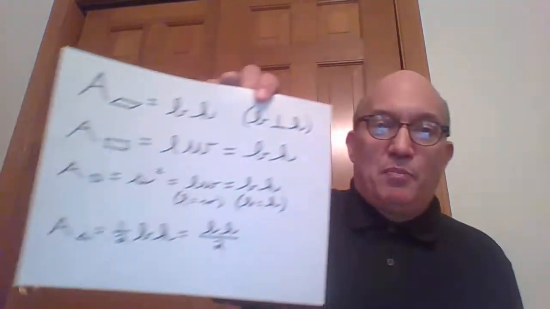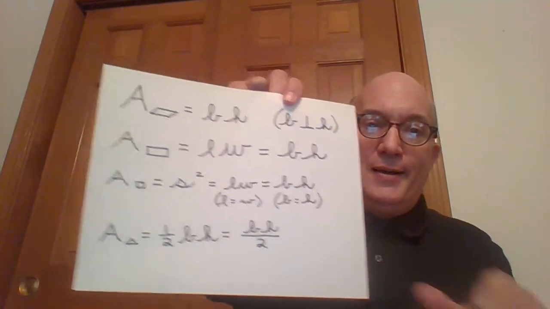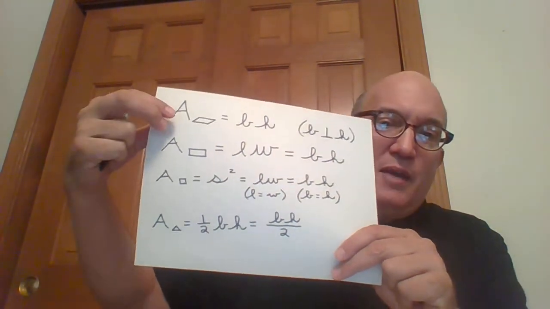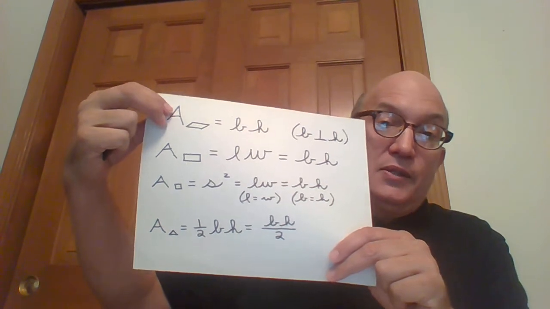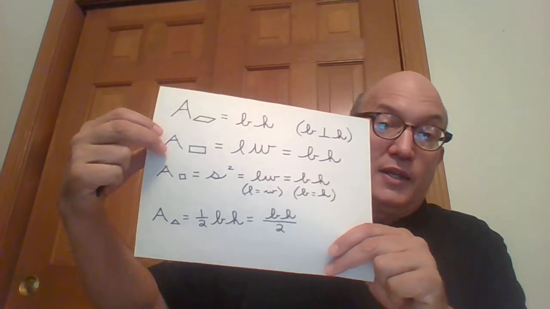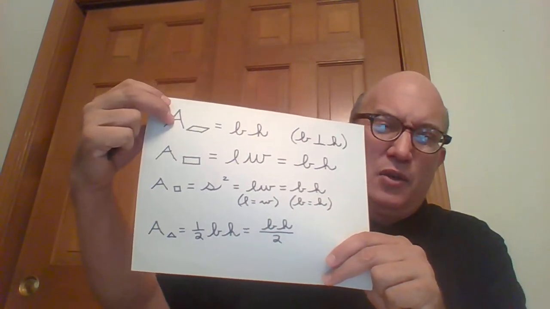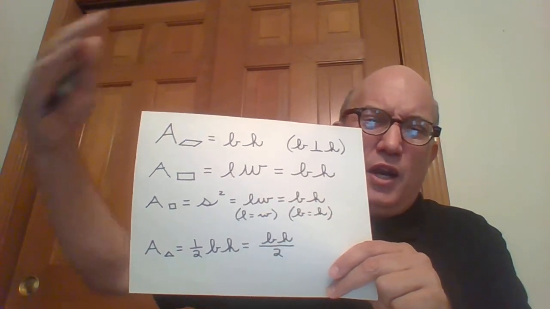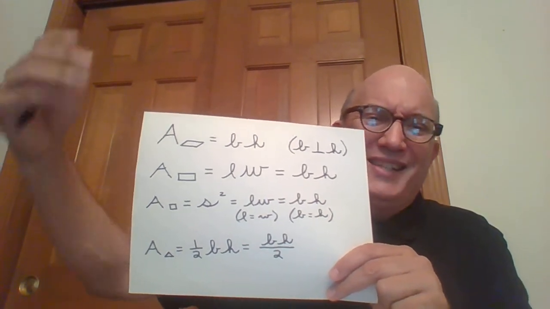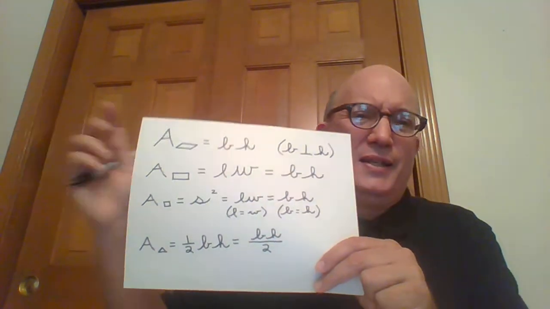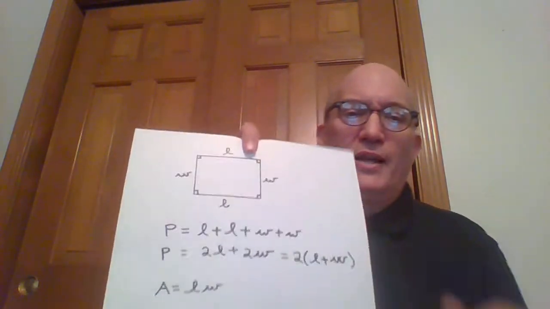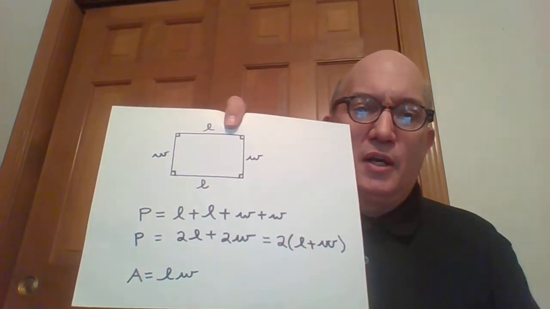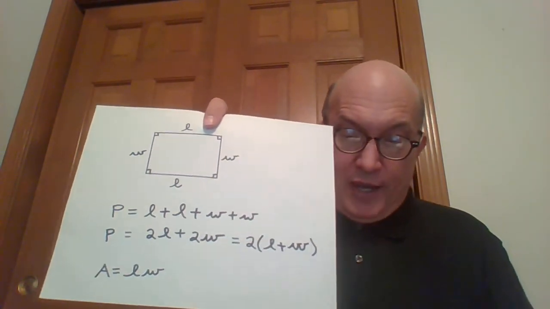Now, originally, when I gave you this sheet, I started with the parallelogram. And it kind of makes sense to do that because the parallelogram is the general shape here. The rectangle and the square are both parallelograms. So area of a parallelogram equaling base times height could be considered a starting point, but also the rectangle can be considered the starting point.